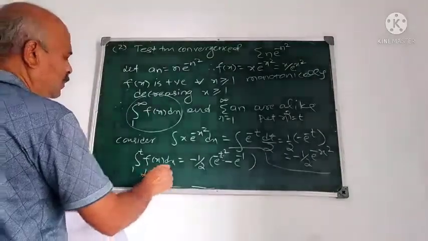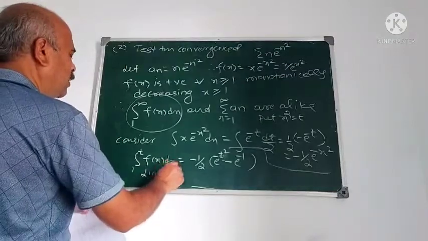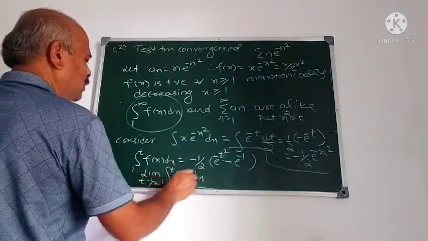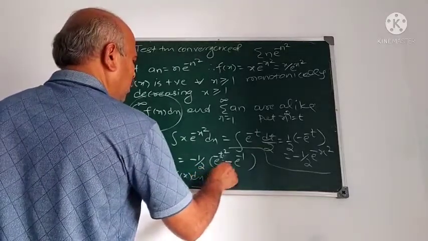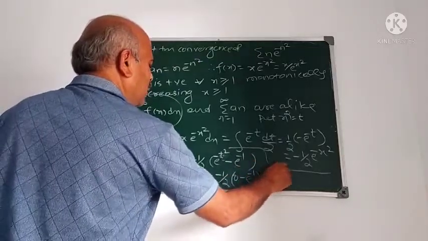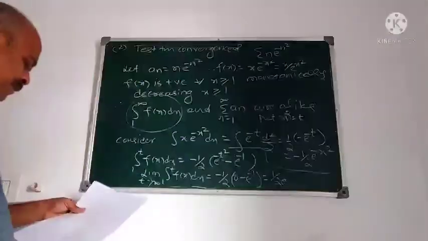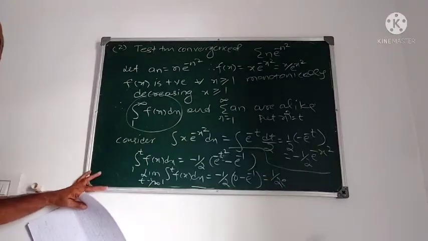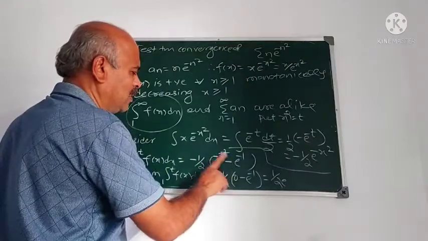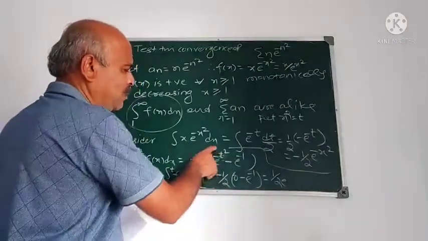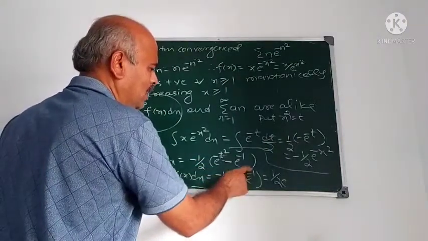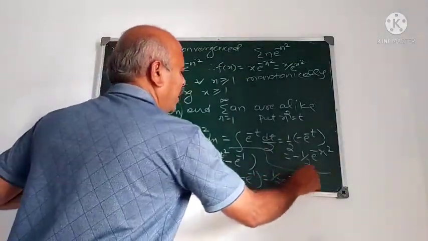Therefore, the limit of the integral from 1 to t of f(x) dx as t tends to infinity is minus 1 by 2 times 0 minus e raised to minus 1. So 1 upon 2e it is. 1 upon 2e, because when t tends to infinity, e raised to minus t square is 0. Therefore 1 upon e raised to t square becomes 1 upon infinity, which is 0. e raised to minus 1. So 1 upon 2e, finite.